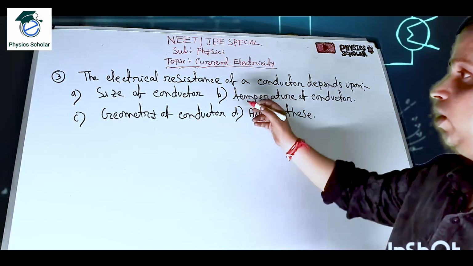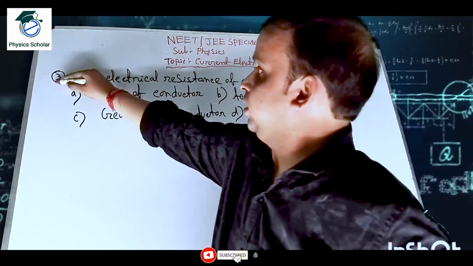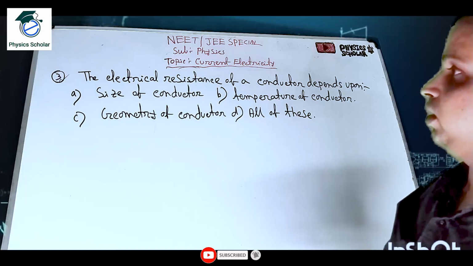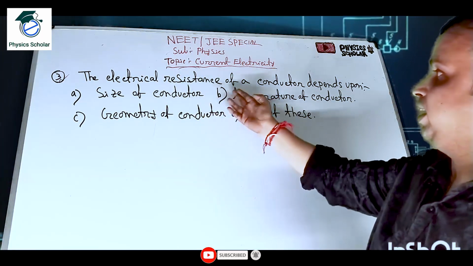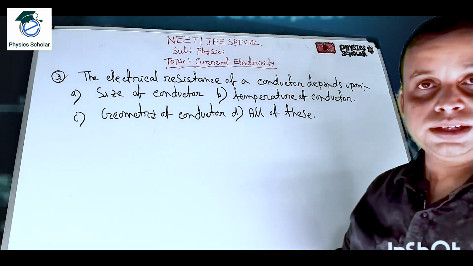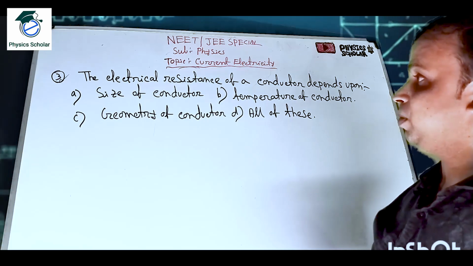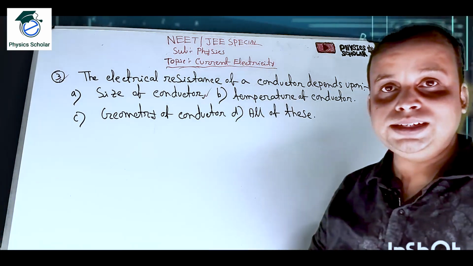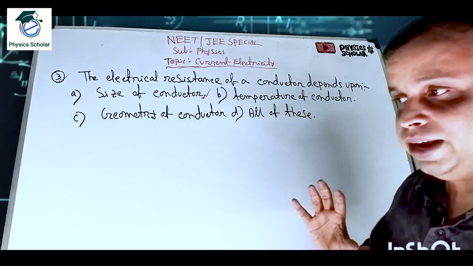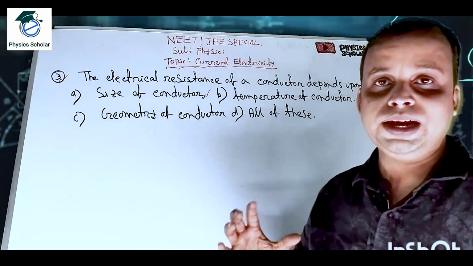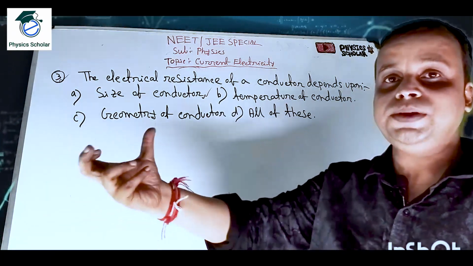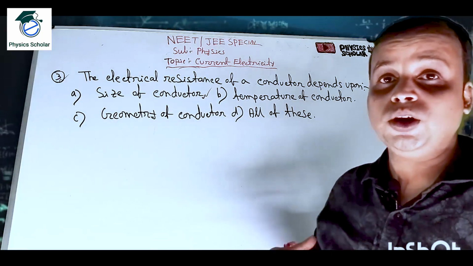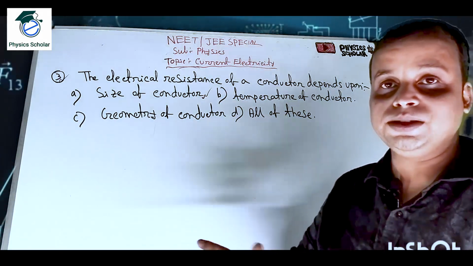So students, now here is another MCQ question, question number 3 for today's episode. The electrical resistance of a conductor depends upon. Clear? So resistance of the conductor depends upon the size of the conductor. Yes, it will depend upon the size. Suppose a pipe is there and the water is flowing inside the pipe. So if the size of the pipe is big, then more amount of water can flow. That means the resistance will be less.